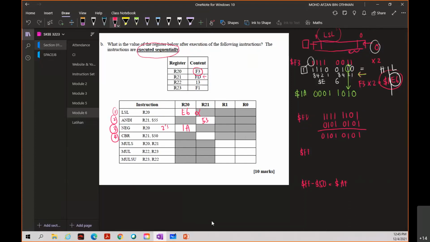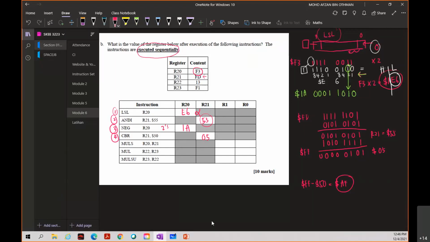And this AF you're going to do logical AND with R21. R21 is, no, sorry, not FD, 55. We already have the value here, 55. So this is R21, which is 55, and then you're going to AND with AF. AF is 10101111. You do the logical AND, and then the answer of R21 now changes to 05. Any question up until here?